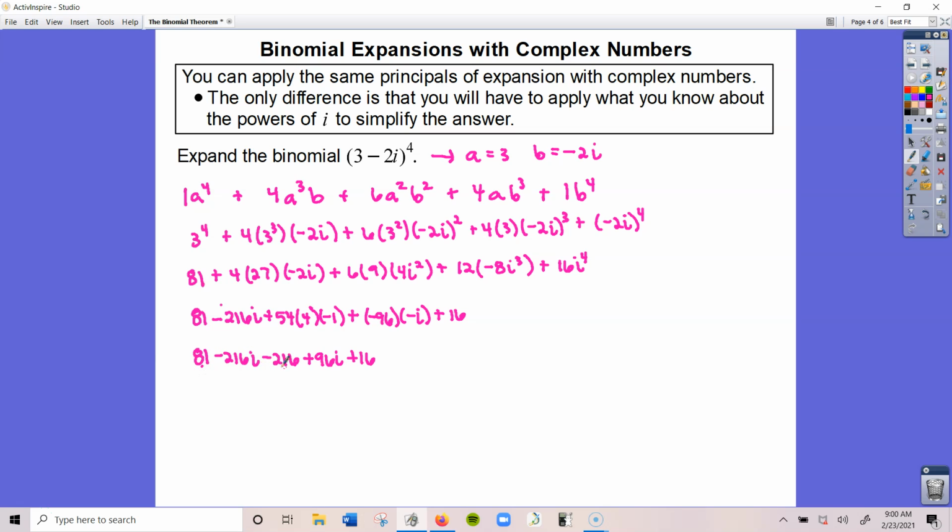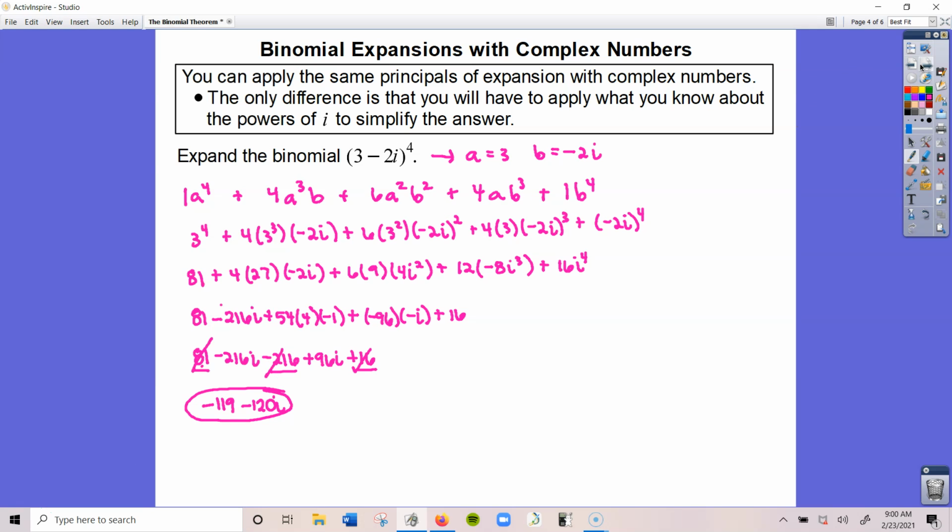81 minus 216, because now we're going to combine all of the real parts. 81 minus 216 plus 16 is going to equal negative 119. And then negative 216i plus 96i is negative 120i. So this would be our final answer for this binomial expansion.